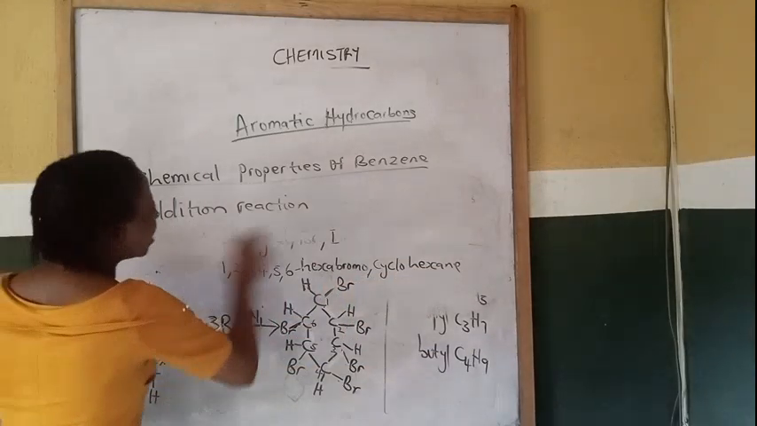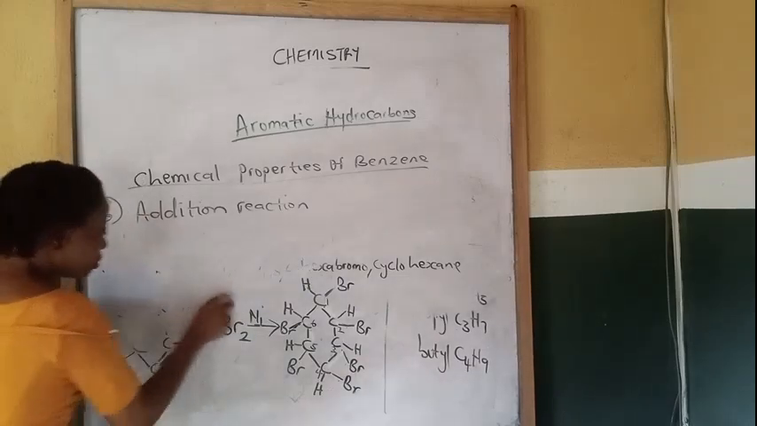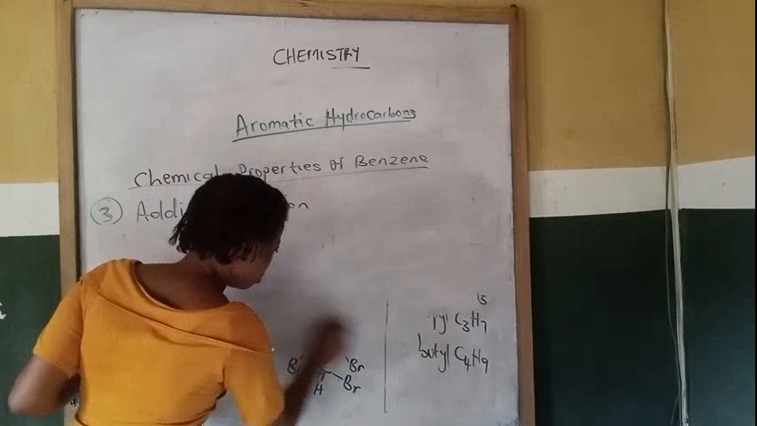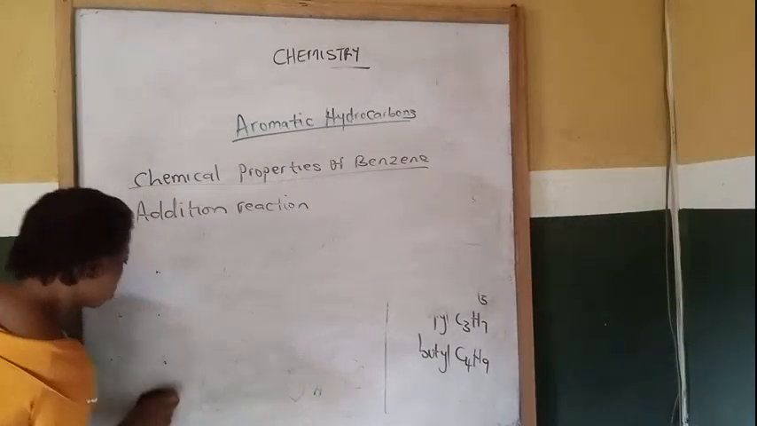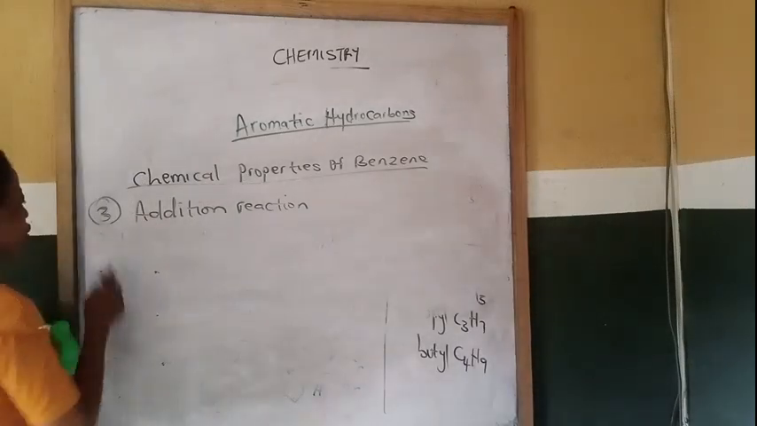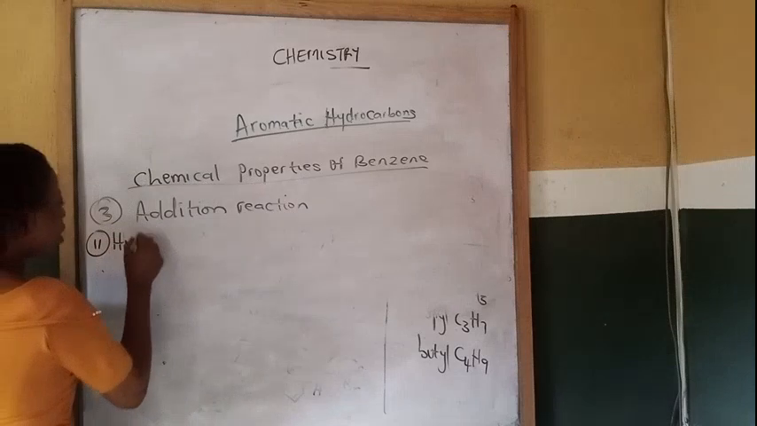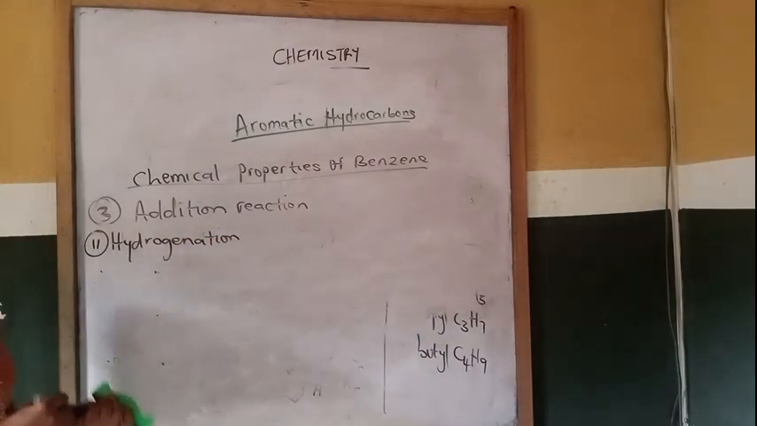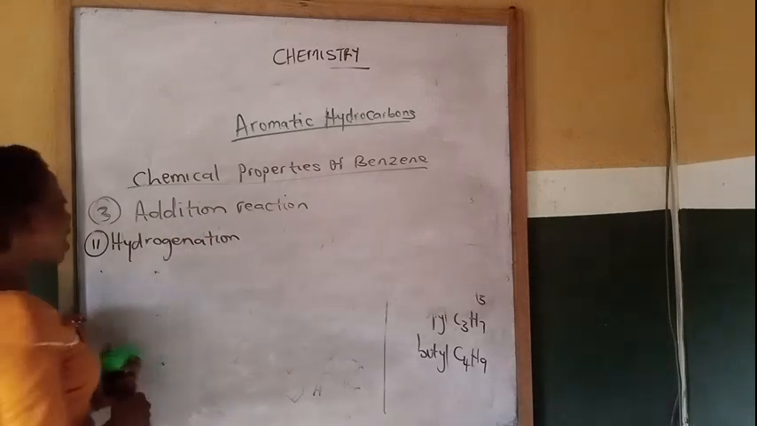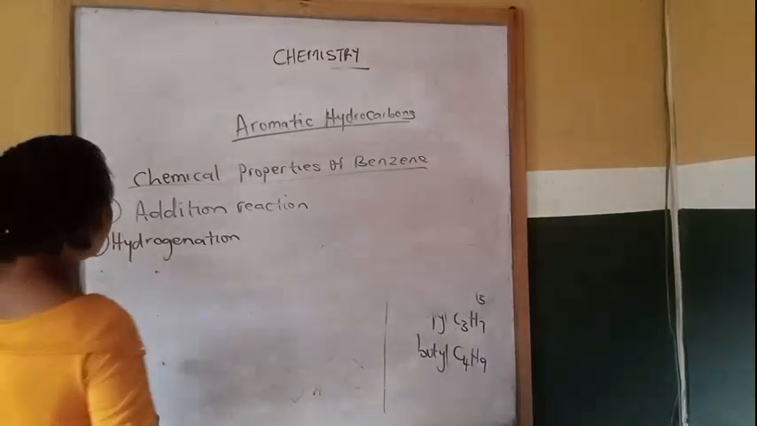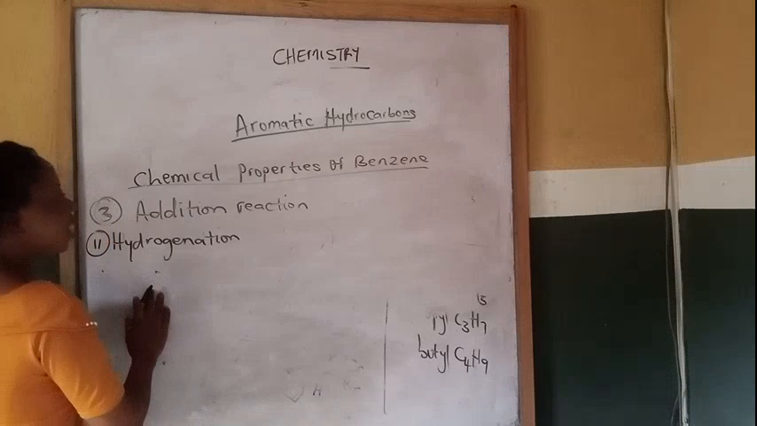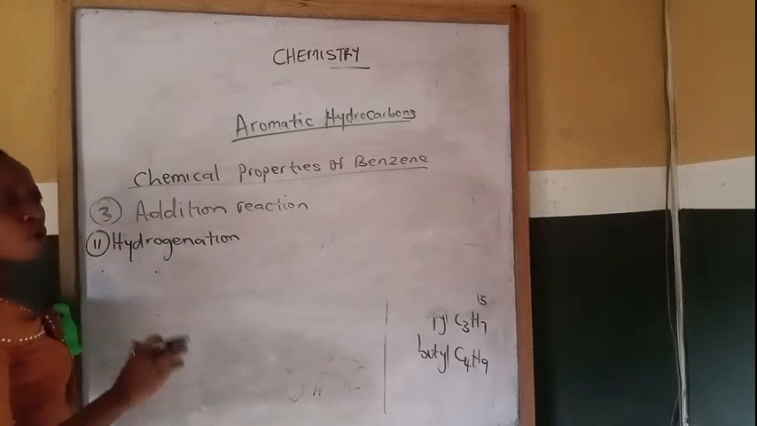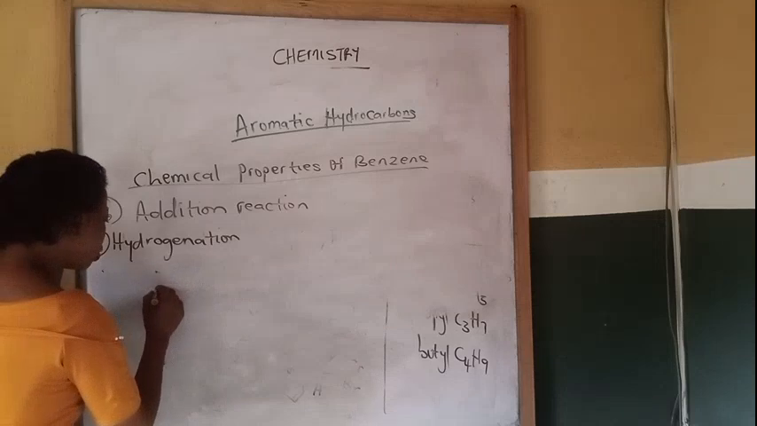Then the last chemical reaction under this addition reaction is called hydrogenation. Hydrogenation means addition of hydrogen. That is, you add hydrogen to your benzene molecule. I told you that the best method to use is the open structure of benzene. So we are going to use the open structure of benzene to explain this structure.